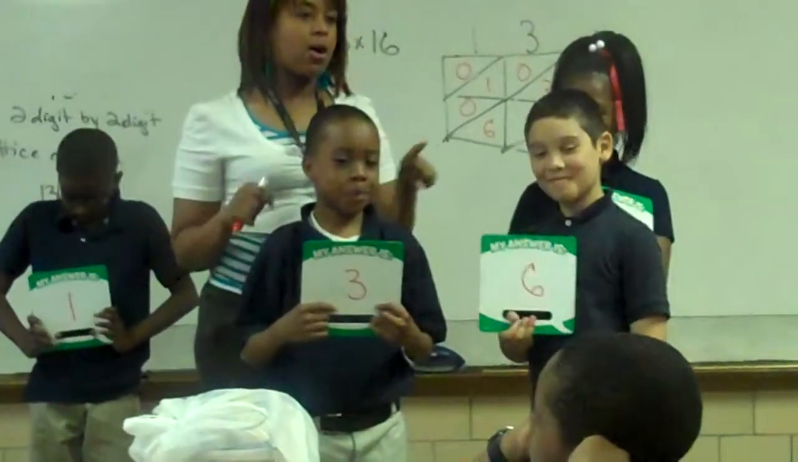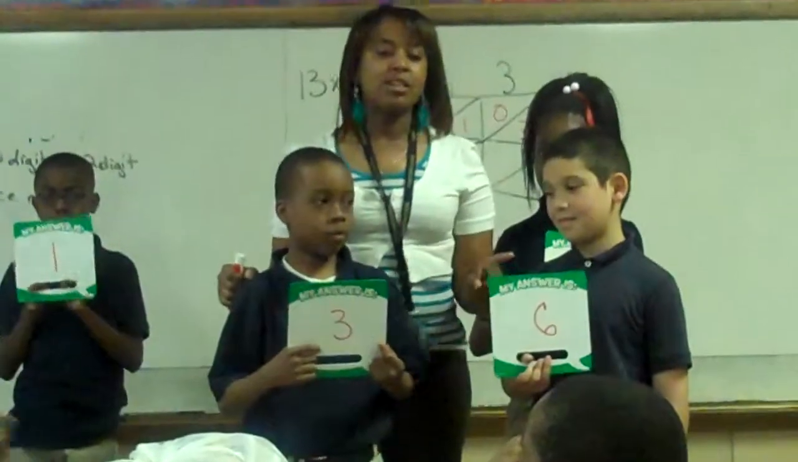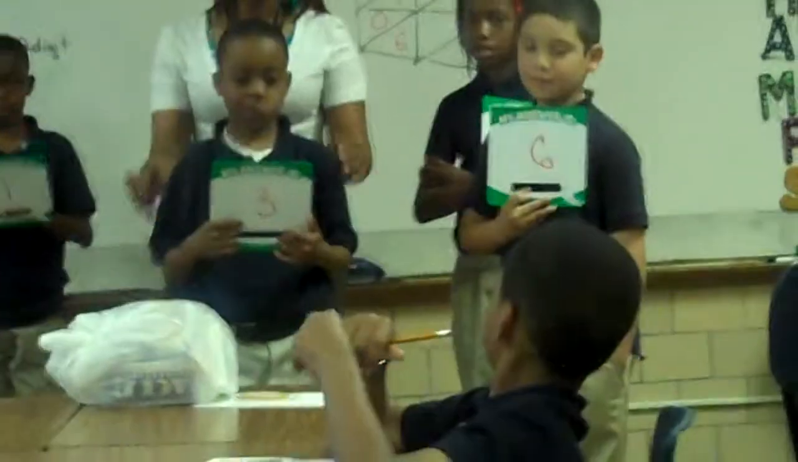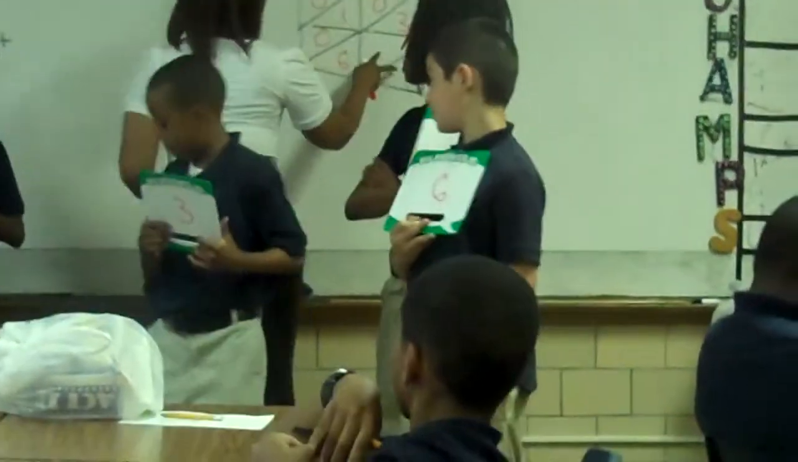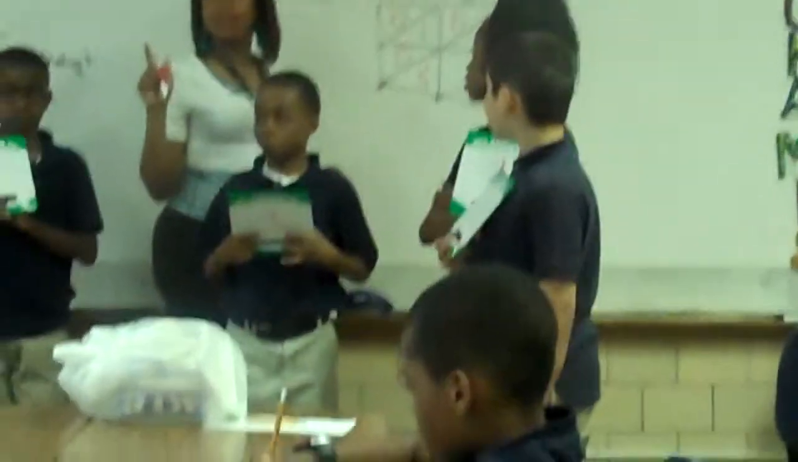So I need to match up Carnell with Jose. 3 times 6. 18. 3 times 6 is what, Teron? 18. So scoot back. And what do I need to put right here? 0, 8? Say again? 1, 8.